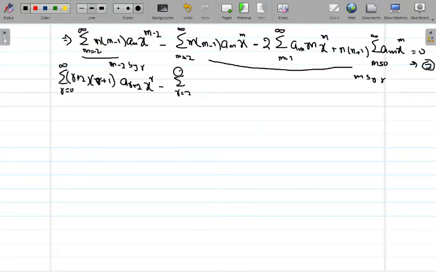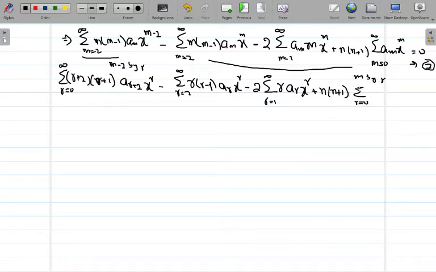minus summation r is equal to 2 to infinity r into r minus 1 ar x power r minus 2, plus summation r is equal to 1 to infinity r ar x power r, plus n into n plus 1 summation r is equal to 0 to infinity ar x power r equal to 0. So this is equation, for example, 8.